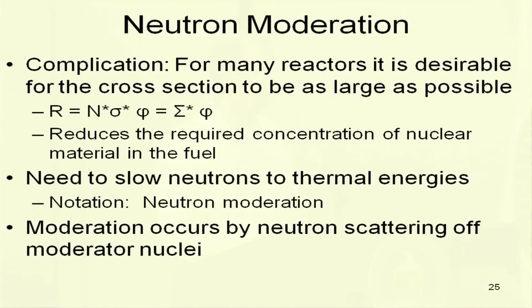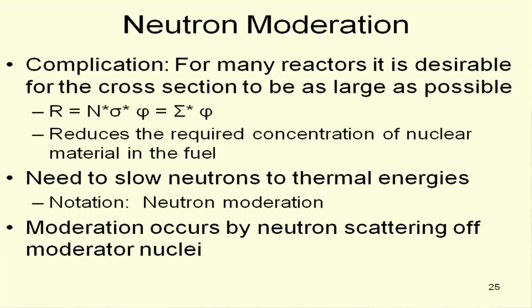And those processes are important because of neutron moderation. In a reactor, you know, there's a complication. For many reactors, you want the cross-section to be as large as possible. If you remember from the cross-section graph, that occurs when neutron energies are low. And you want it that way because if the cross-section is large, you don't need as much nuclear material in the reactor to make it go.